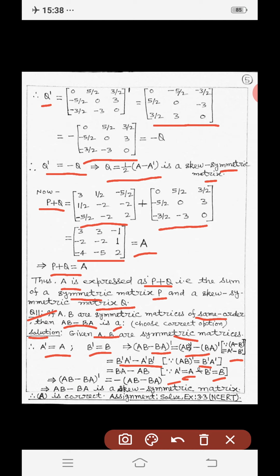And according to definition, here we can say that AB minus BA is a skew symmetric matrix. So the correct option is A.